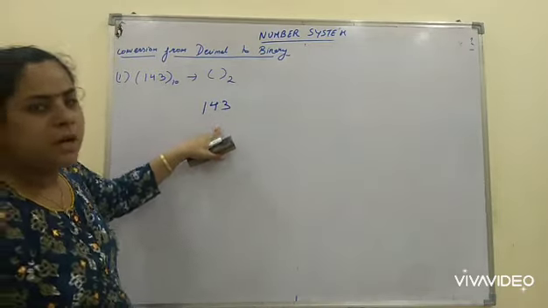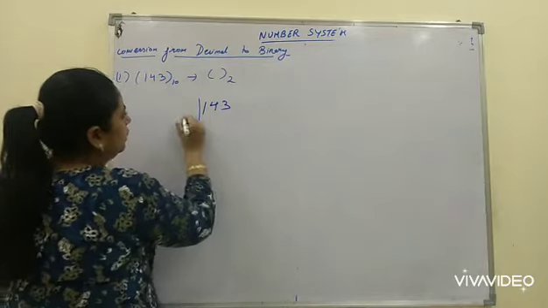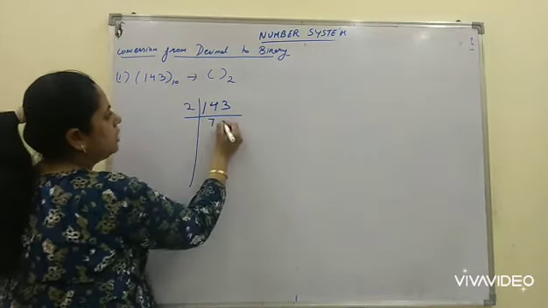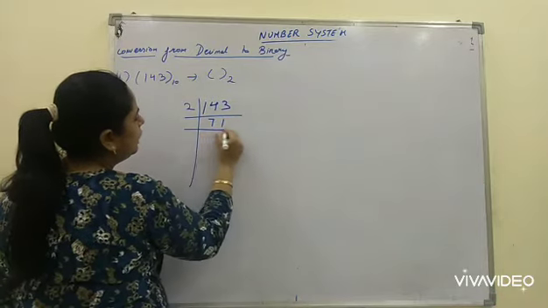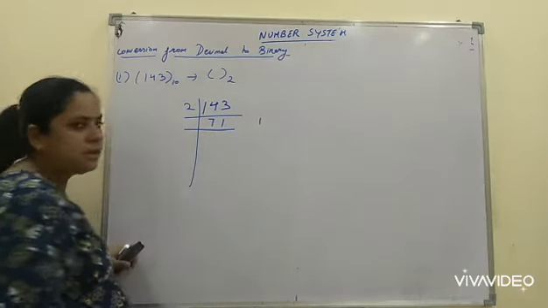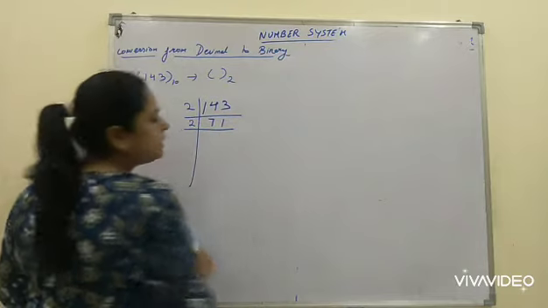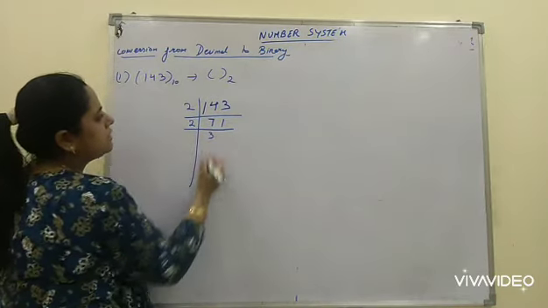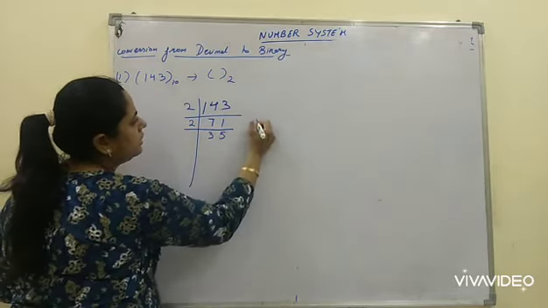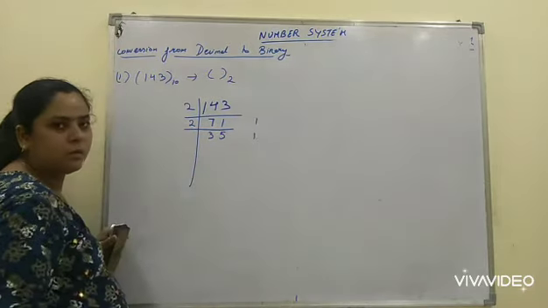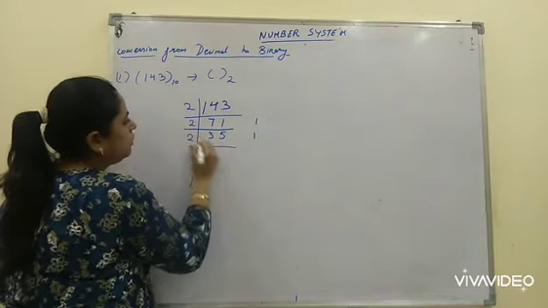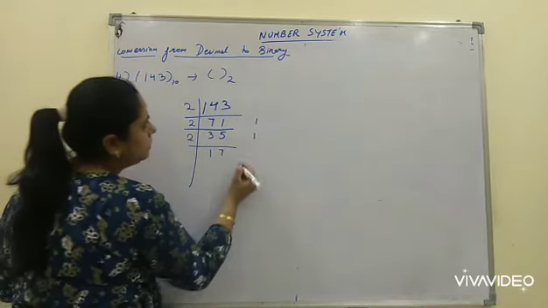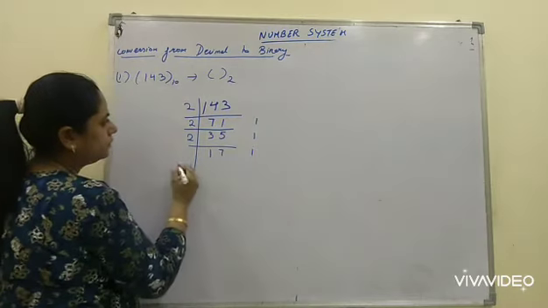143 we will divide it by 2. 2 sevens are 14. 2 ones are 2. Remainder will be 1. We'll write it here. Now again we'll divide it by 2. 2 threes are 6. 2 fives are 10. Remainder is again 1. Now 2 ones are 2. 2 sevens are 14. Remainder is again 1.